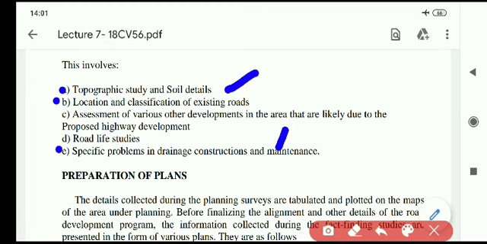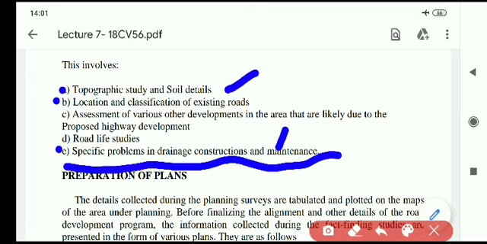And the last one is specific problems in drainage and construction. See, we are going to construct the road with all the aspects. At last, after constructing the road, during the monsoon condition or whenever it is, if drainage facility is not provided, what happens? Entry of water on the surface of the pavement leads to deterioration. This deterioration will ultimately affect the road life.